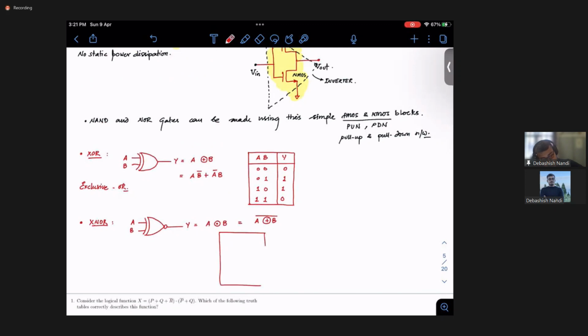The truth table will look something like this. It will be just the inverting one, right? And if you expand it, we will see how it looks. It will be something like this. Okay. So A, B, Y: 0, 0, 1; 0, 1, 0; 1, 0, 0; 1, 1, 1. So it will be 1, 0, 0, 1. Just the inverting operation of the XOR table. Okay.